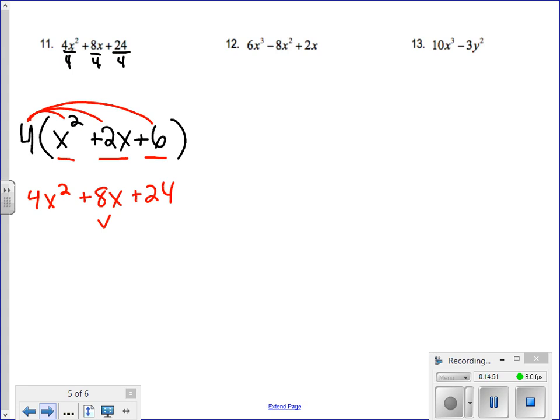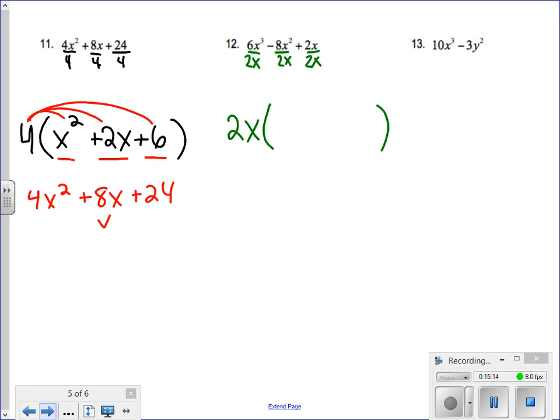All right, looking at number 12. 6, 8, and 2. They all have a 2 in common, so I'm going to put 2 as part of my GCF. But it appears that every term also has at least one x in common. So 2x is going to be my GCF, and when I divide every term by it.